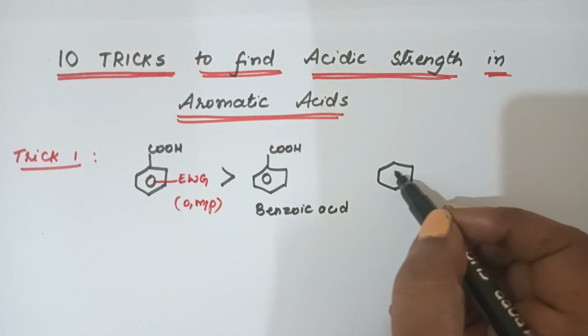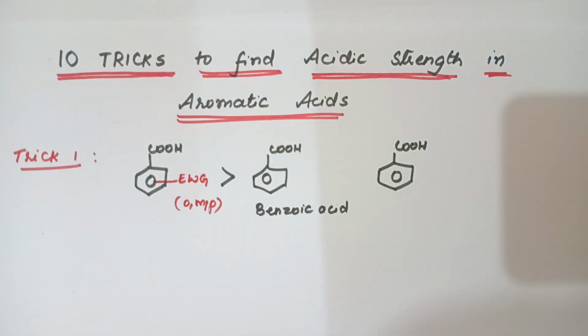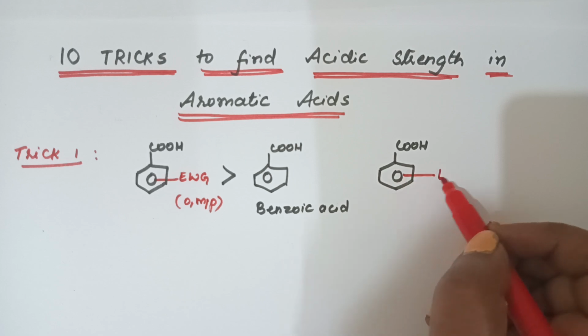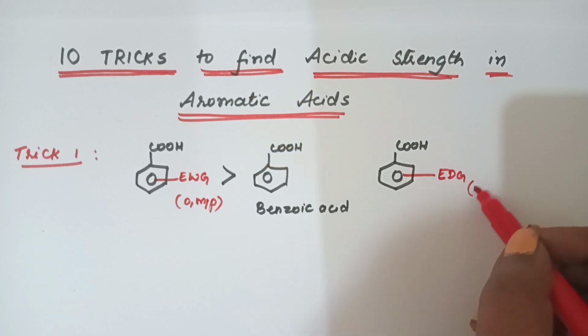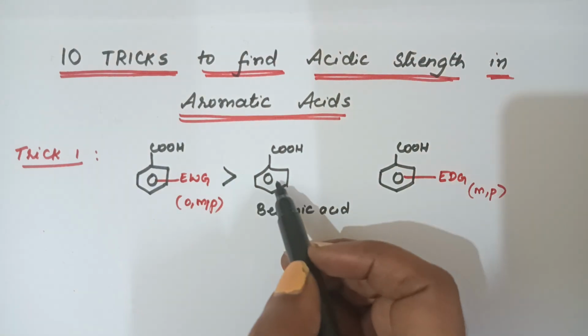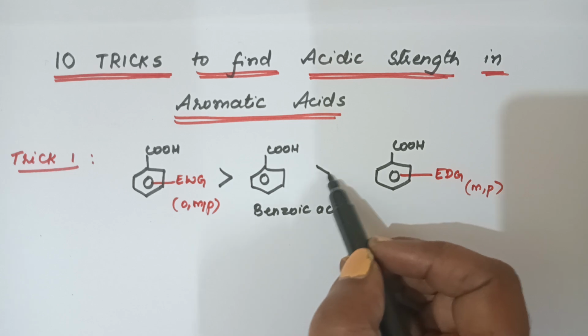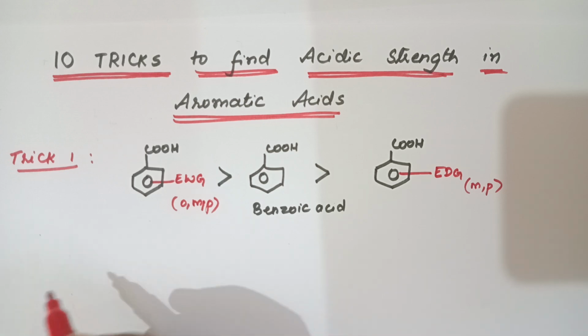Consider one more acid, that is, to the benzoic acid, if an electron donating group is attached at meta position or para position, then benzoic acid will be more acidic when compared to this acid. So this is trick number 1. Trick number 2.